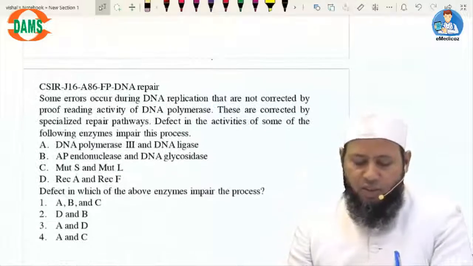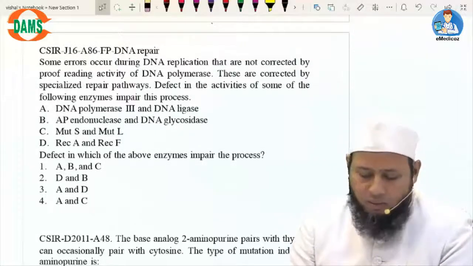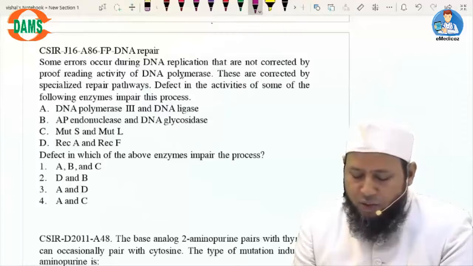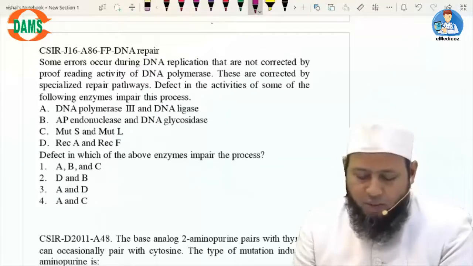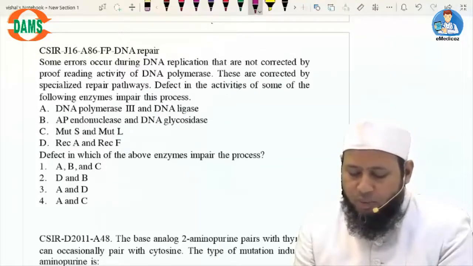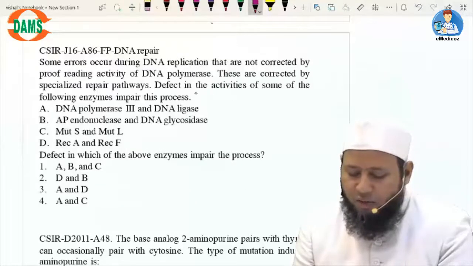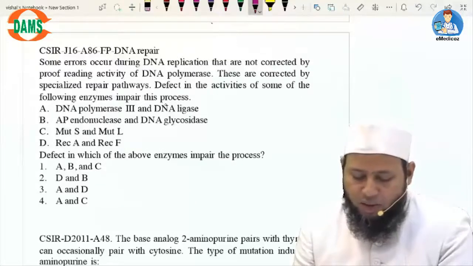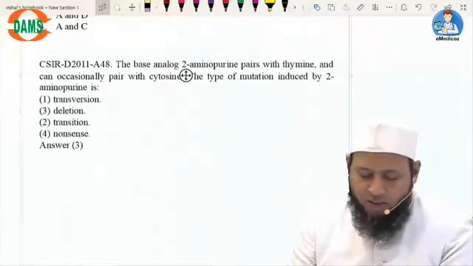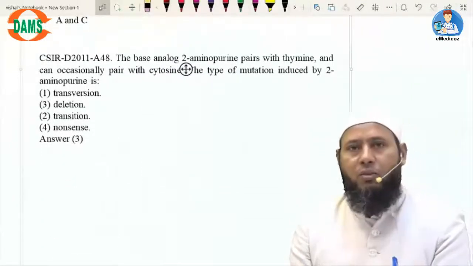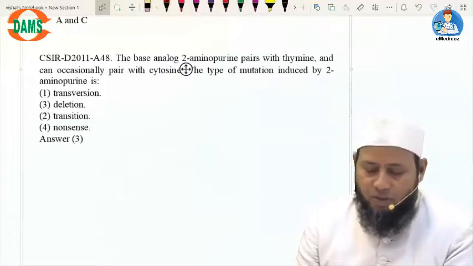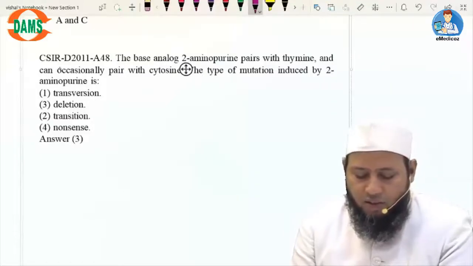Okay, next what we see: some DNA errors occur during DNA replication that are not corrected by the proofreading activity of DNA polymerase. They are corrected by a specialized repair pathway. Defecting the activities of some of the following enzymes and so on. We will not discuss it right now. We will discuss it when we discuss the repair systems.